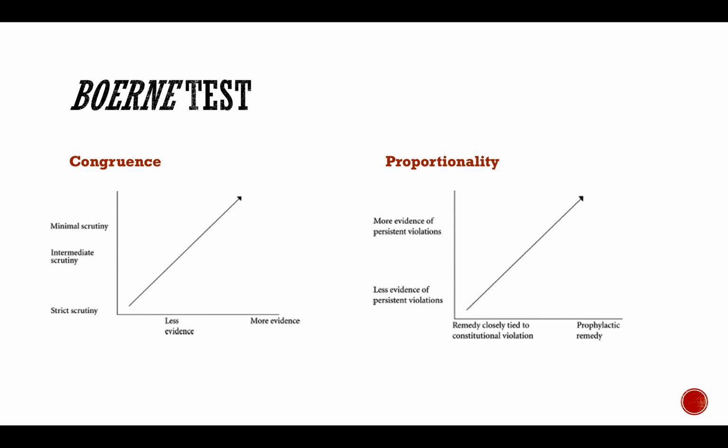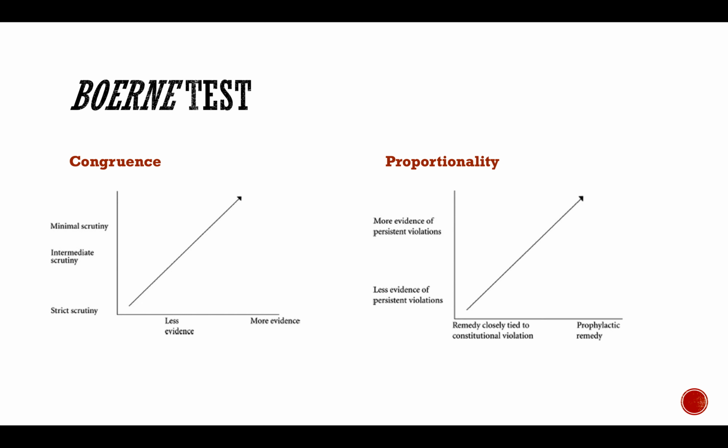So a prophylactic remedy would be something like saying no literacy tests in voting, with the goal to prohibit racial discrimination in voting. Why is that prophylactic? That's prophylactic because literacy tests are not in and of themselves unconstitutional. But in order to get at the problem that is a constitutional problem, which is racial discrimination in voting, you eliminate something or you cover your bases more than just the actual problem itself.